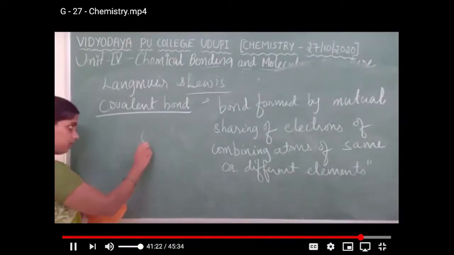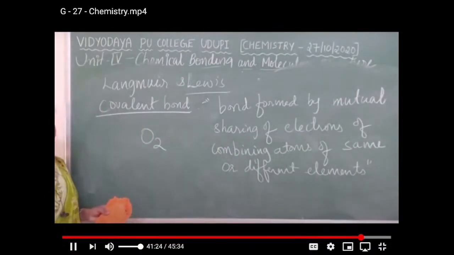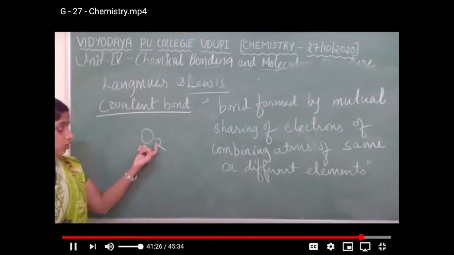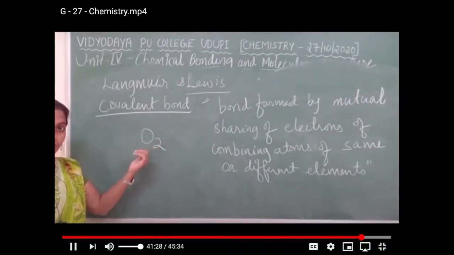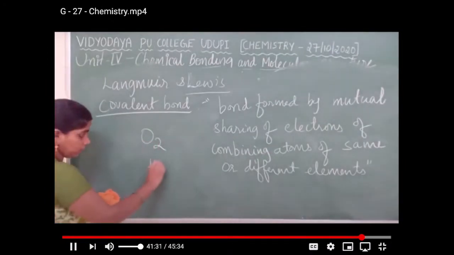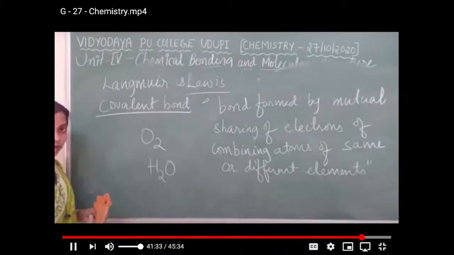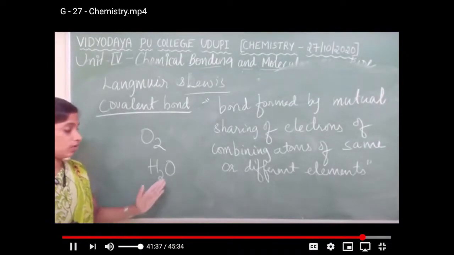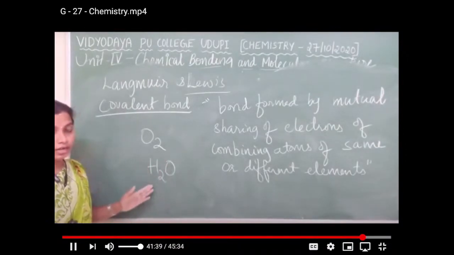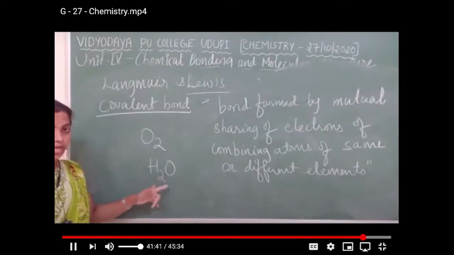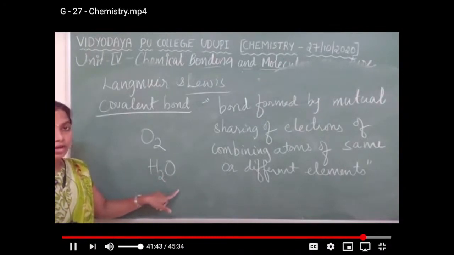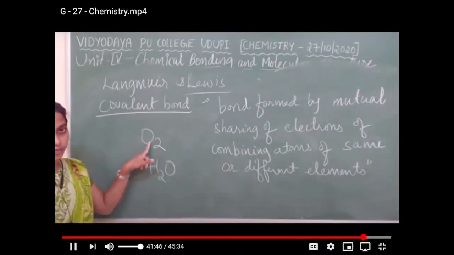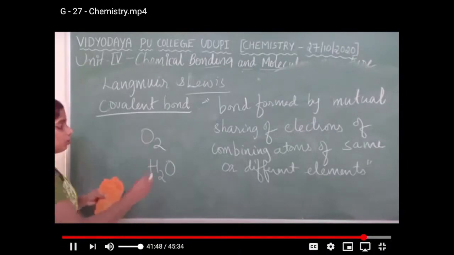Meaning same element here, oxygen molecule, if you take two similar oxygen atoms, they are of same type. Water molecule, if you take, here the electrons are shared by the atoms of different elements. One is oxygen, the other element is hydrogen. Covalent bond forms in the water molecule. Covalent bond forms in the oxygen molecule.